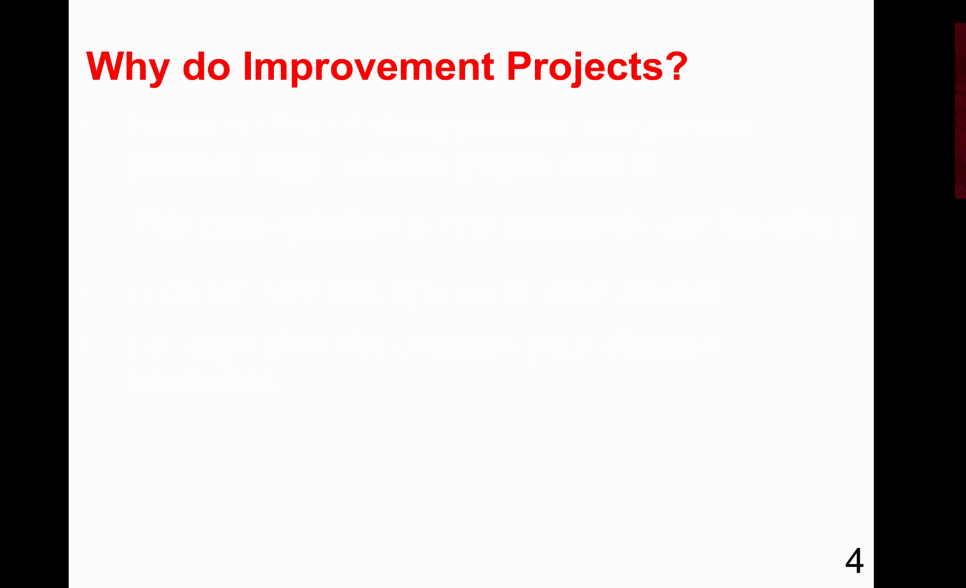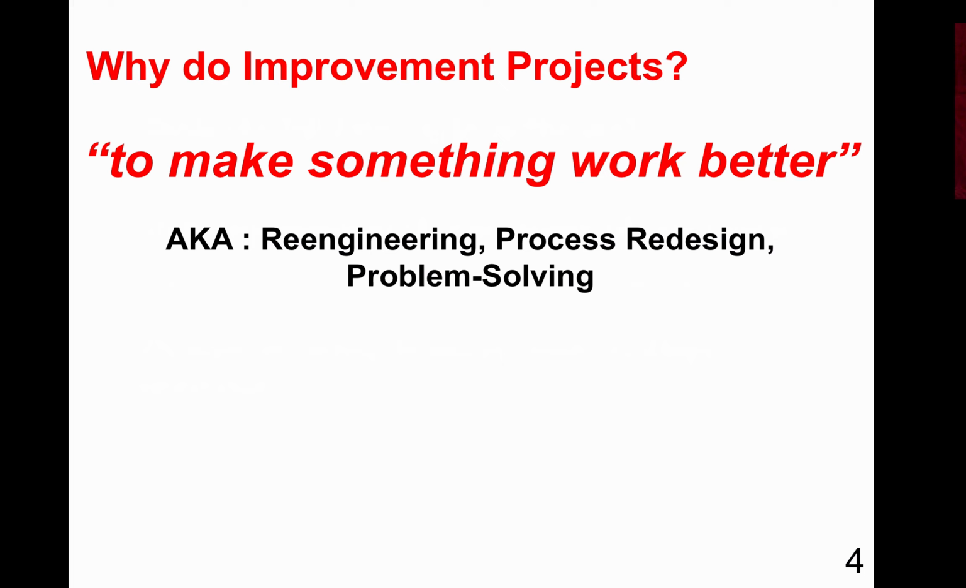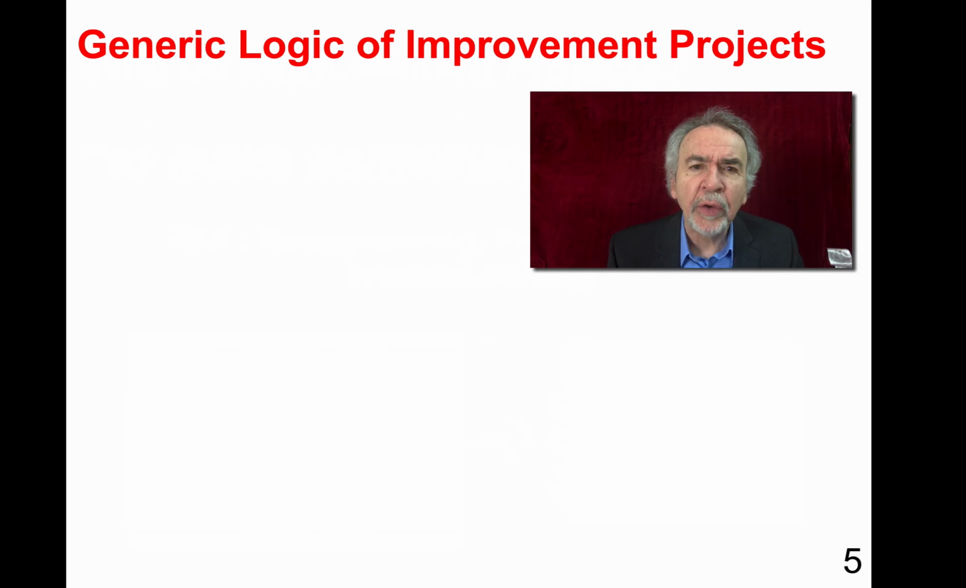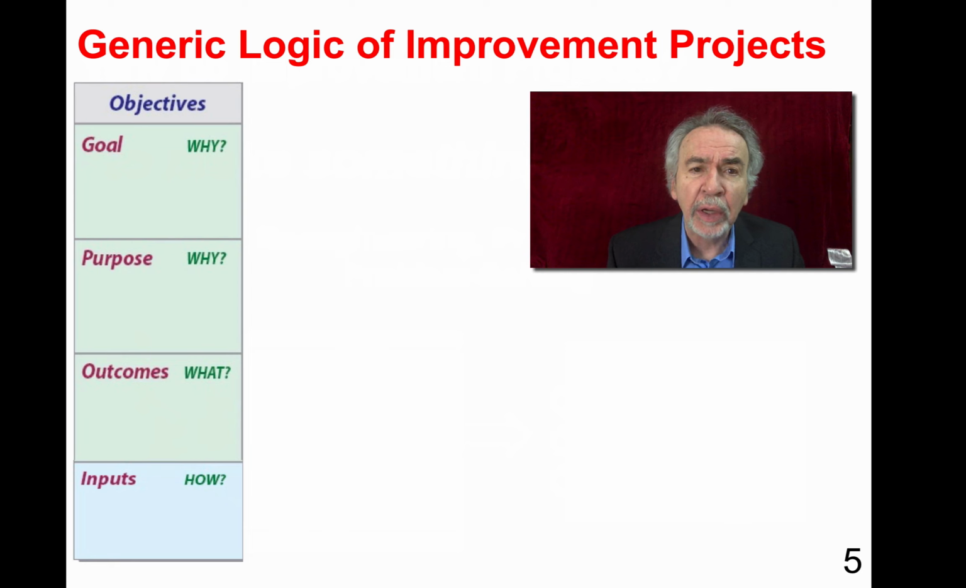So why do improvement projects in general? Well, it's to make something work better. And they go by various names: re-engineering, process redesign, problem solving. But the basic idea is take a system, take a process that's not working great, and improve it in some way. I'm first going to introduce a generic logic of improvement projects, and it looks like this. Remember, the first question we ask is, what are we trying to accomplish and why? And we set up a hierarchy of objectives.